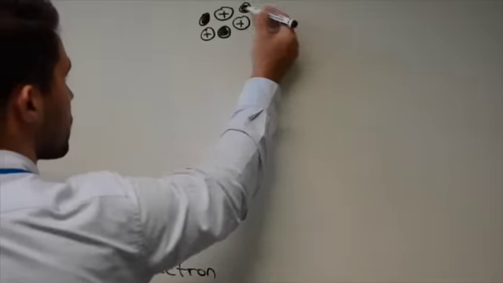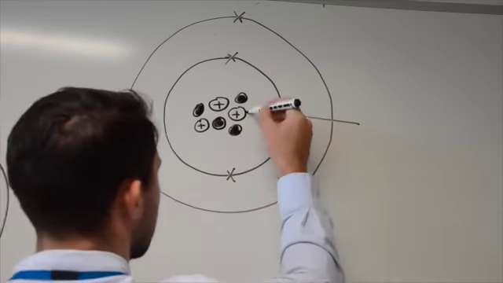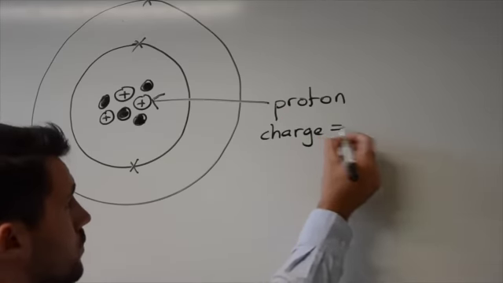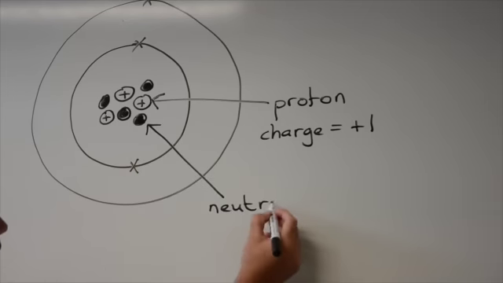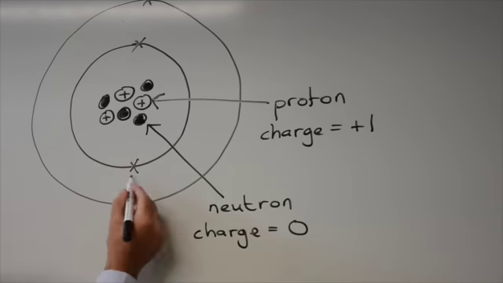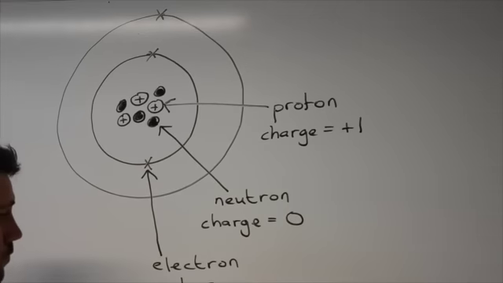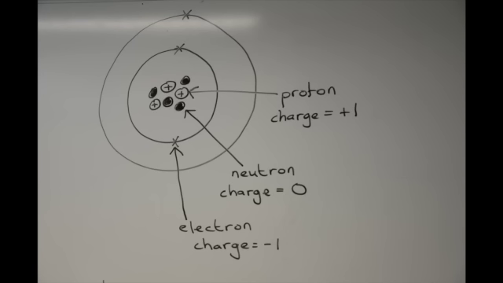So the nucleus contains two types of particles. They are the proton, which has a positive charge, and the neutron, which is neutral. And they're surrounded by the electrons, which have a -1 charge. So overall, the nucleus has a positive charge, because you've got positive protons, and the neutrons are neutral. And obviously they're surrounded by the electrons, which have a negative charge, and they're found in the electron shells.